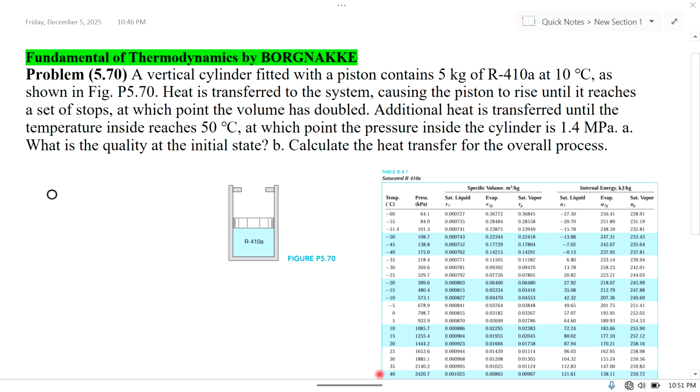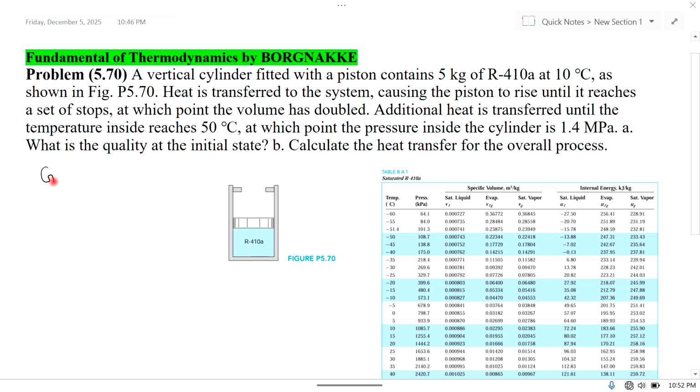Bismillahirrahmanirrahim. In this lecture, I am solving problem 5.70 from the book Fundamentals of Thermodynamics by Borgnakke. So, the statement of the problem is: a vertical cylinder fitted with a piston containing 5 kg.